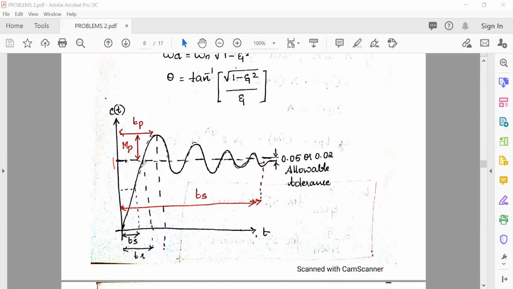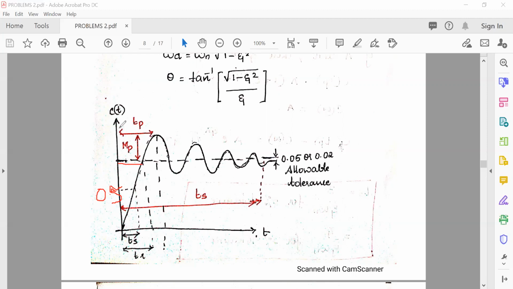This is 1. 50% of this is 0.5. Then the time to reach 50% is the delay time. Then this is the rise time. Rise time is when you reach 90%, or if it is underdamped, 100% of the final value. That is called the rise time when it reaches the 100% value.